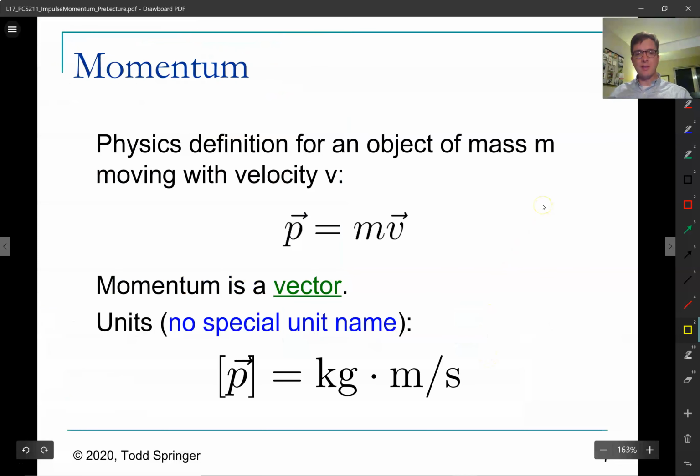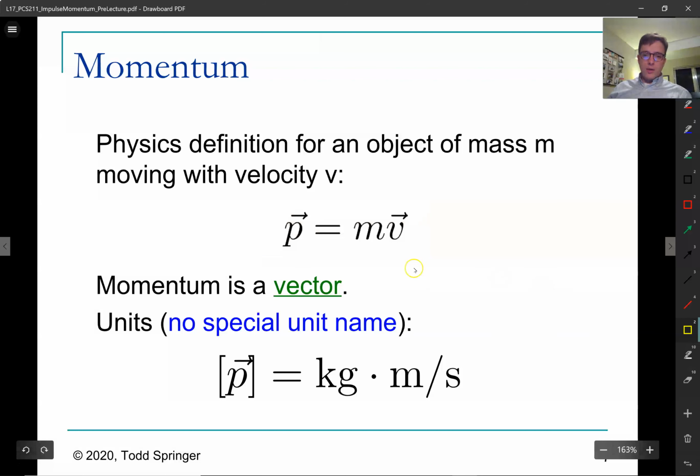So what does it mean in physics? What is momentum? Momentum is related to mass and velocity. It's a very simple formula: p is equal to m times v. So p is momentum, mass times the velocity. Couldn't be simpler.